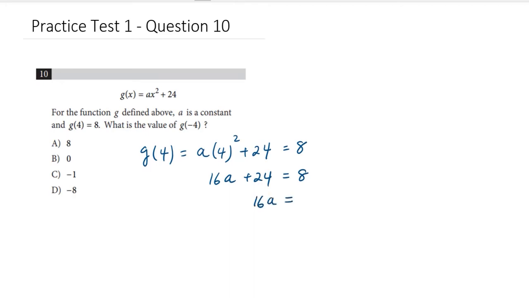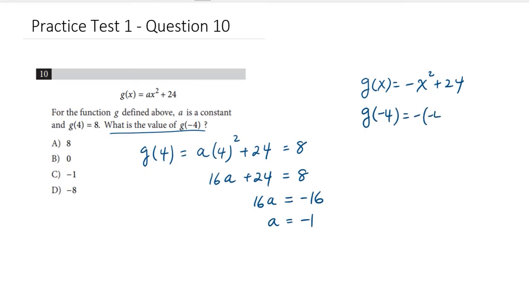16a is negative 16. A is negative 1. So now we have the a value, which is negative 1. We can rewrite g of x as negative x squared plus 24. So now we can find g of negative 4. So g of negative 4 is negative 4 squared plus 24.